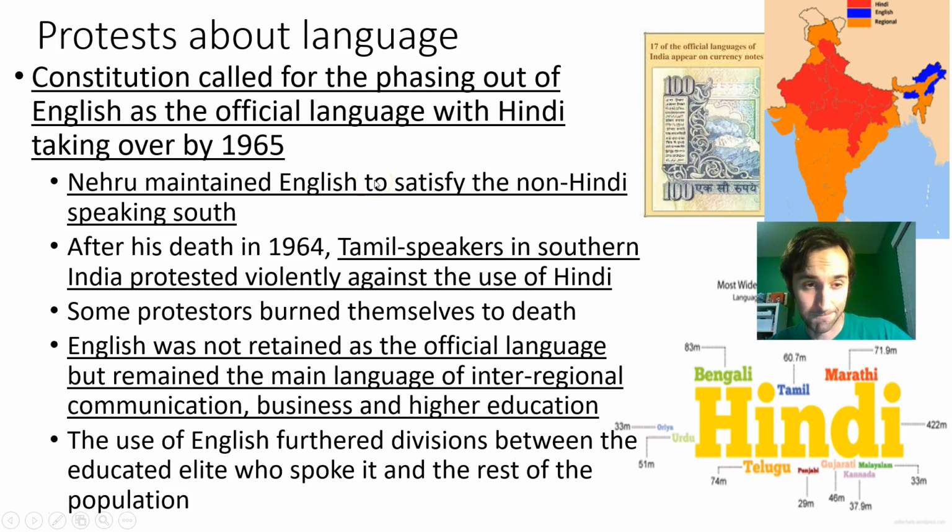But then Nehru died, and so after his death in 1964, Tamil speakers in southern India started to protest against the use of Hindi, because Nehru was holding it back, but now that he's gone, they're starting to get worried. Some protesters went so far as to go for self-immolation, or burning themselves to death.